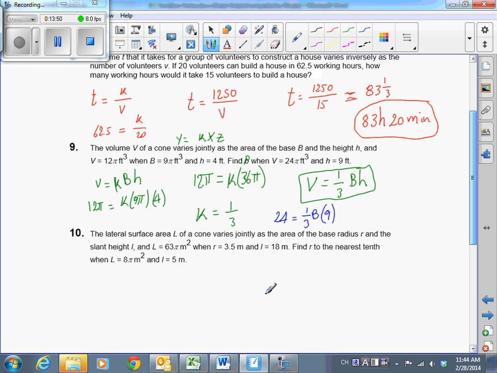Times 9. Yes, there's a pi there. Thank you. So I would go ahead and do what? What's 9 divided by 3? 3. So if I take it back up here, I will still have 24 pi is equal to 3 b. You see what I just did, right? Now I will divide by 3 both sides to get b is equal to what? 8 pi, keep going.